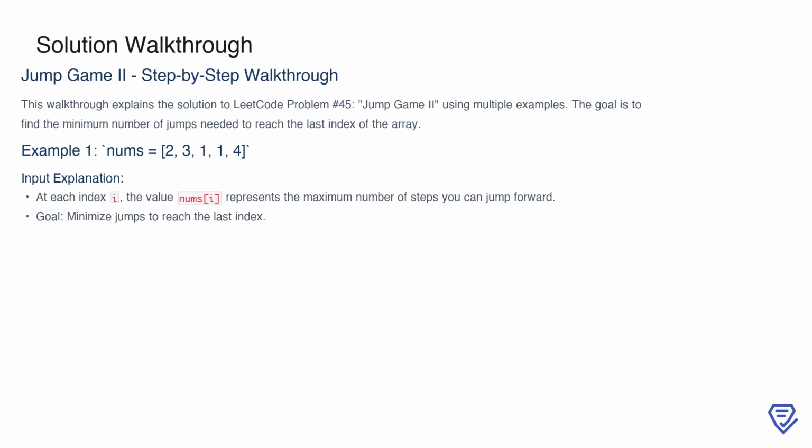In this problem, we are tasked with finding the minimum number of jumps needed to reach the last index of an array. Each value in the array represents the maximum number of steps you can jump forward from that index. For example, in the array nums equals 2, 3, 1, 1, 4, the value at index 0 is 2, meaning you can jump up to 2 steps forward from there. The goal is to determine the smallest number of jumps required to reach the last index, starting from the first index. Let's explore how to solve this problem step by step.